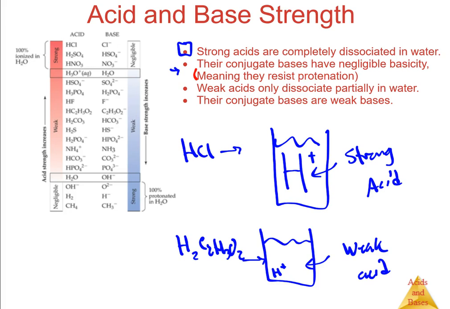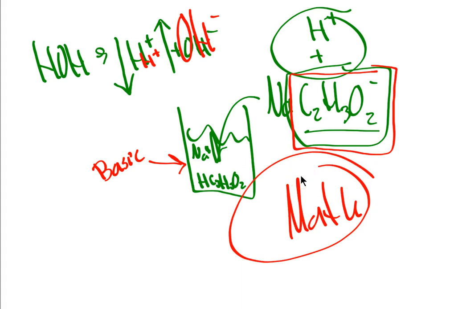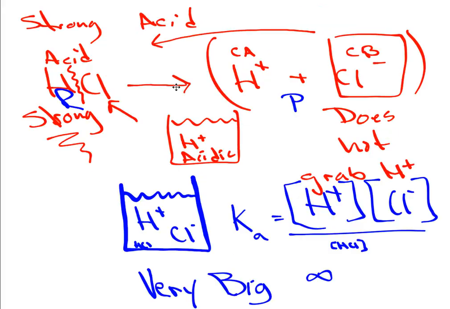Okay. Now, when we say this chapter is a 10 eventually, it's because we got to do the math of all this stuff. It's not awful. Whatever. It's doable. All right. So weak acids only dissociate partially in water. Their conjugate bases are weak bases, which means they will grab the H plus from the solution.